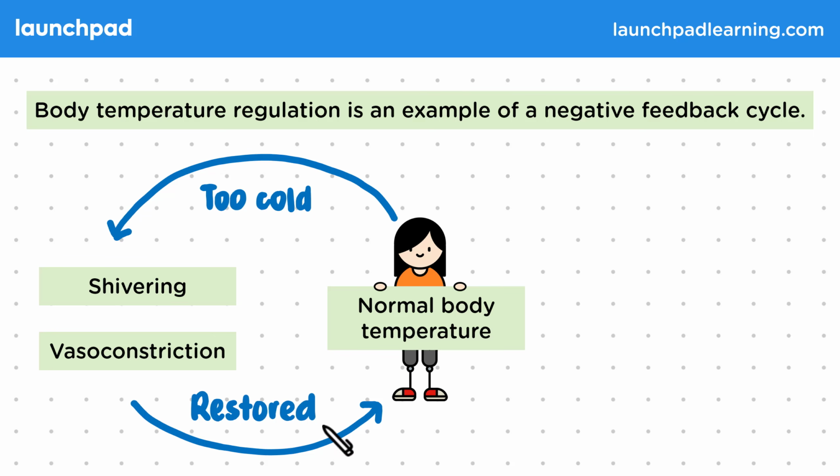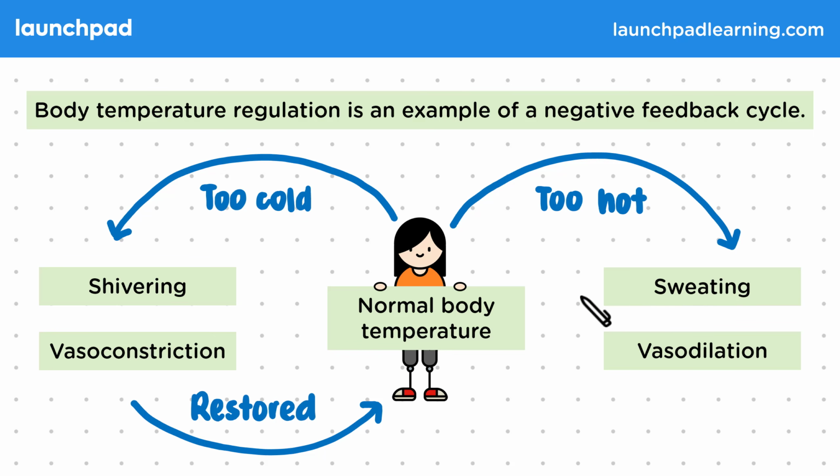So what happens when we get too hot? Now imagine a scenario where body temperature increases and gets too hot. In this case, these processes happen. So sweating, which cools the body as it transfers heat to the environment as sweat evaporates, and vasodilation, which is when blood vessels on the surface of the skin expand to increase heat loss. As a result of these processes, the body temperature is restored to the normal level.